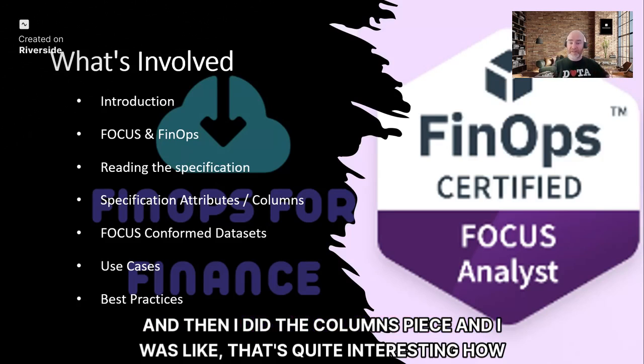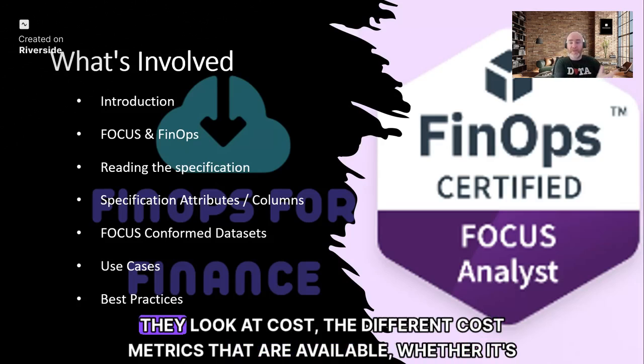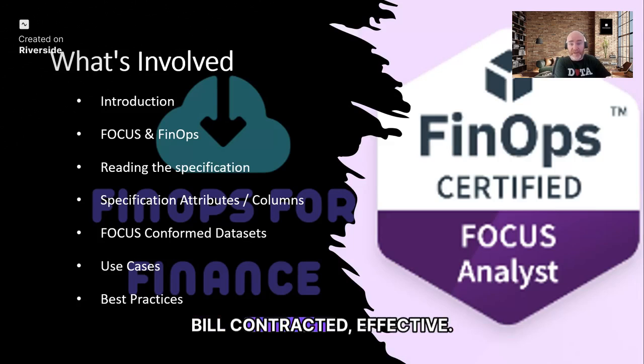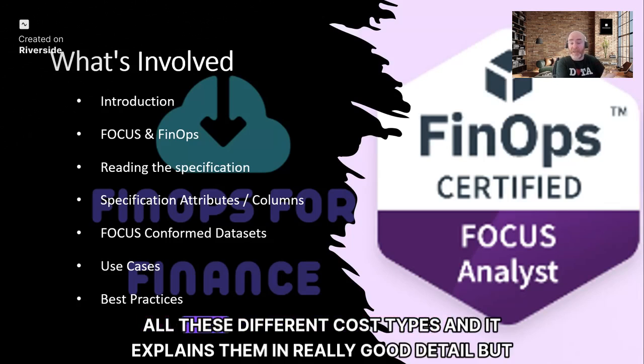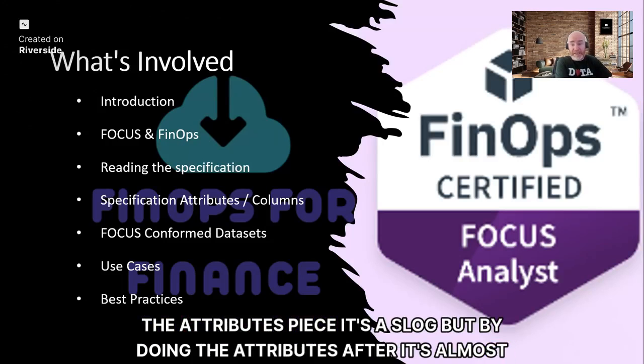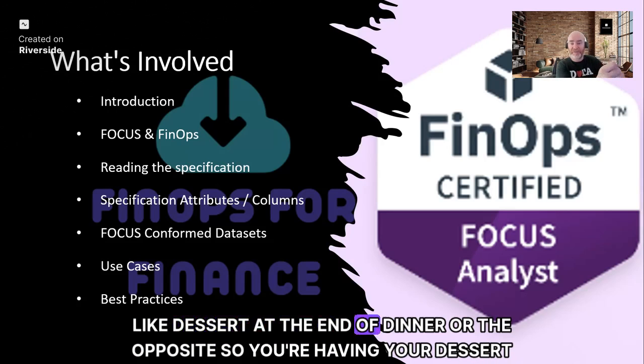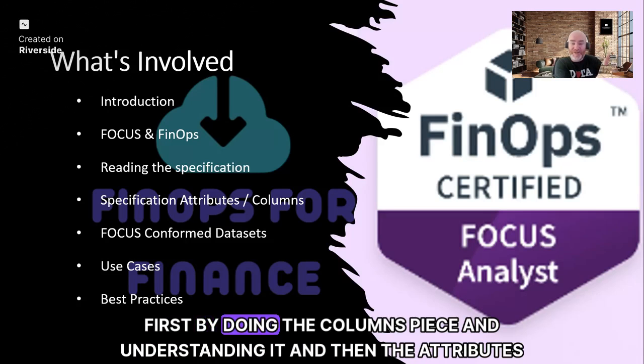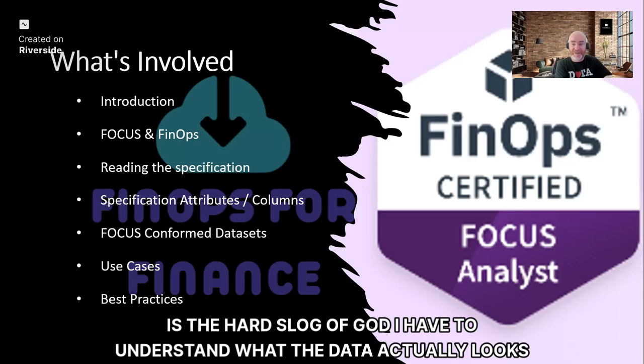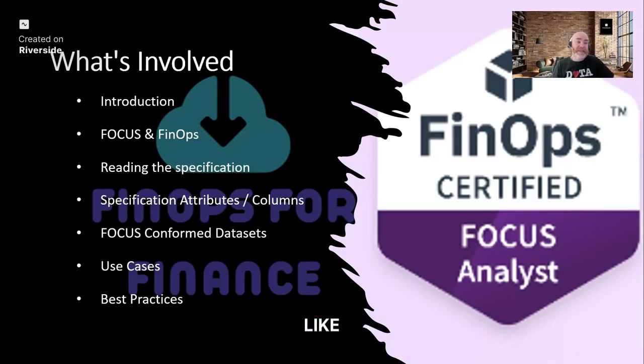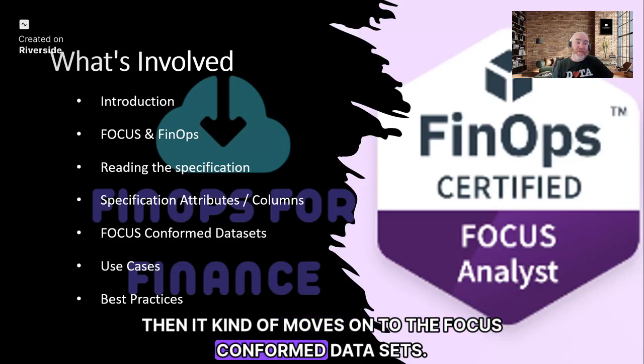And then I did the columns piece and I was like, oh, that's quite interesting how they look at cost, the different cost metrics that are available, whether it's billed, contracted, effective, all these different cost types. And it explains them in really good detail. But the attributes piece, it's a slog. But by doing the attributes after, it's almost like dessert at the end of dinner, or the opposite. So you're having your dessert first by doing the columns piece and understanding it. And then the attributes is the hard slog of, oh God, I have to understand what the underlying data actually looks like.